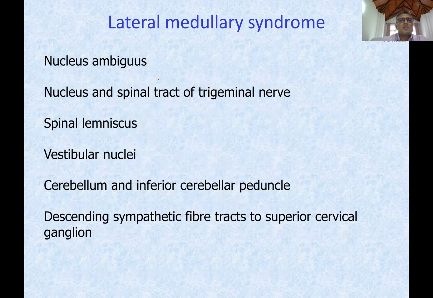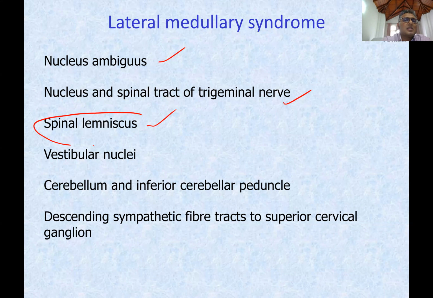So these are the structures affected in lateral medullary syndrome when the posterior inferior cerebellar artery is occluded. Nucleus ambiguus. Then the nucleus and the tract of the spinal trigeminal nerve, spinal lemniscus. Spinal lemniscus means the combination of anterior and lateral spinothalamic tracts, which takes pain, temperature, crude touch and pressure. So both are gone. Then the vestibular nuclei and the inferior cerebellar peduncle and the inferior surface of the cerebellum as well, because that artery supplies the inferior surface of the cerebellum, on the same side.